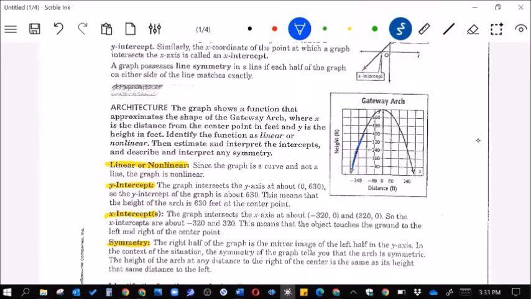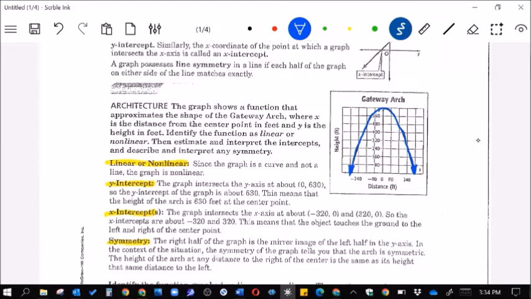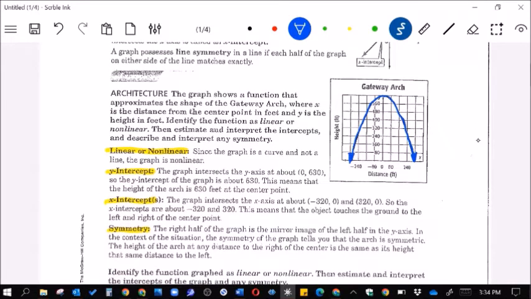We have an upside down parabola which models the Gateway Arch, which is an American landmark in St. Louis, Missouri, where it's an arch that goes over the Mississippi River, and you can actually walk on it up to the top and through it, I believe. I've never been there, so I'm not sure how it all works. But someday this would be interesting to go up to and see. Well, we are going to determine these things from it.